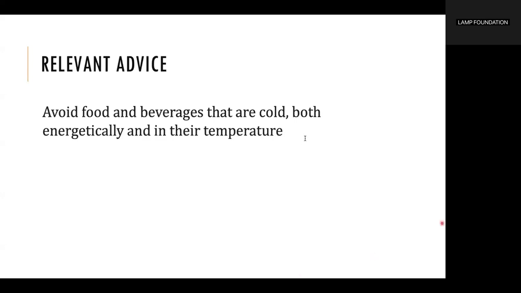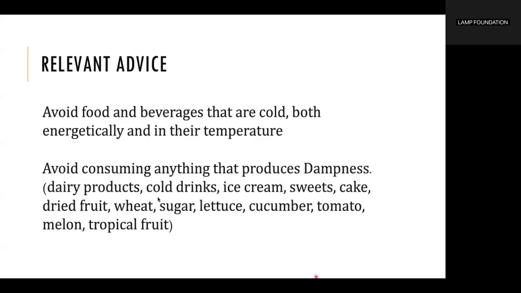A person with cold damp invading the spleen should avoid food and beverages that are cold, both energetically and in their temperature. They should also avoid consuming anything that produces dampness. This means that dairy products, cold drinks, ice cream, sweets, cake, dried fruit with sugar, lettuce, cucumber, tomato, melon, and tropical fruit should be avoided.